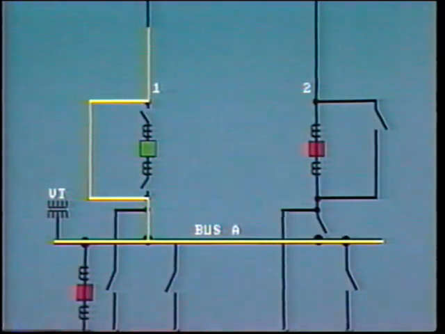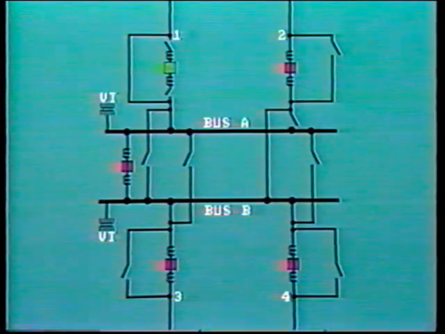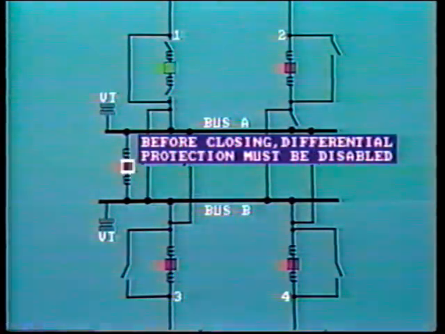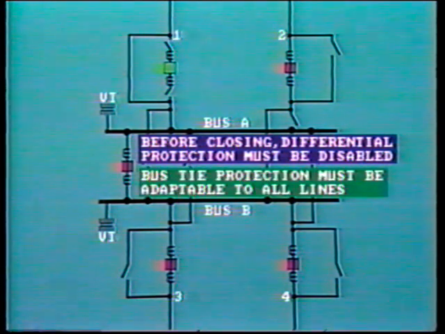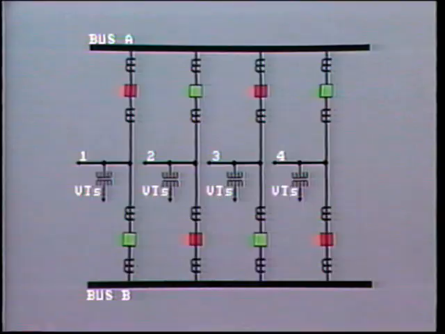Note, before closing the transfer breaker, differential protection on both buses must be disabled, as there may be a current unbalance. As previously mentioned, bus tie protection must be adaptable to all lines. It is apparent that with all bus arrangements, the designer tries to keep the number of circuit breakers to a minimum. After all, these are expensive pieces of equipment.